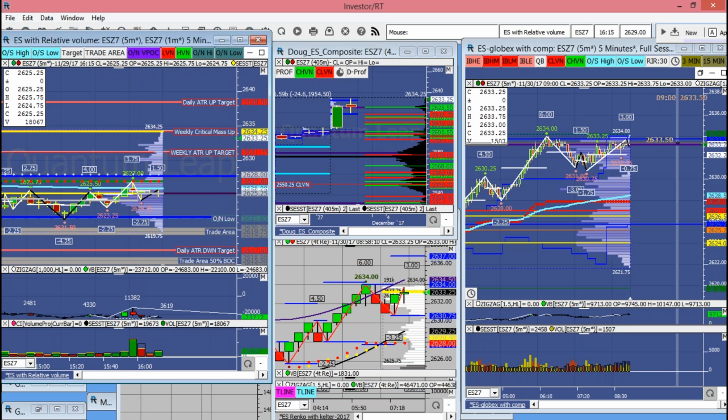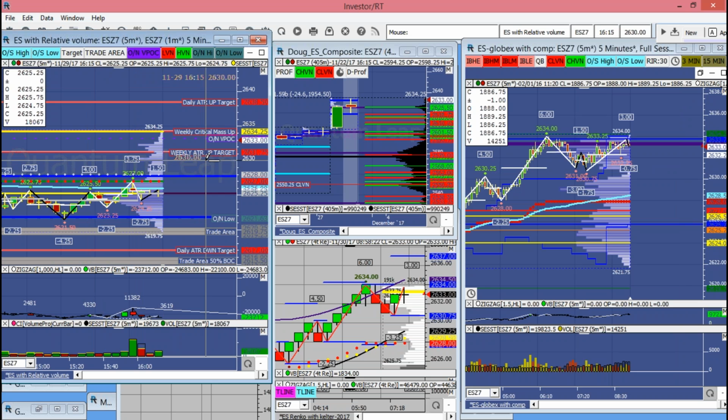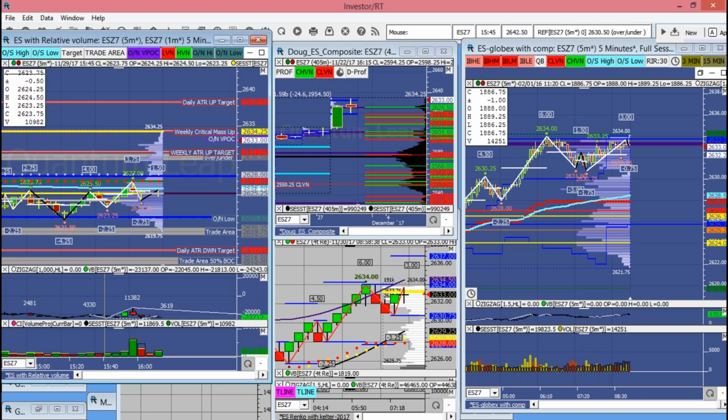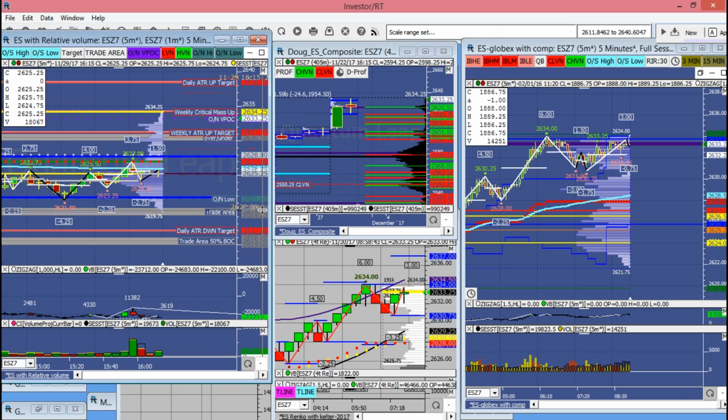The VPOC is not likely to shift now. It's at 33 and a quarter, right where we're trading right now. The LVN is at 30.50. That is going to be our over/under line. And then a couple things to note. The month open is at 25.72.50.